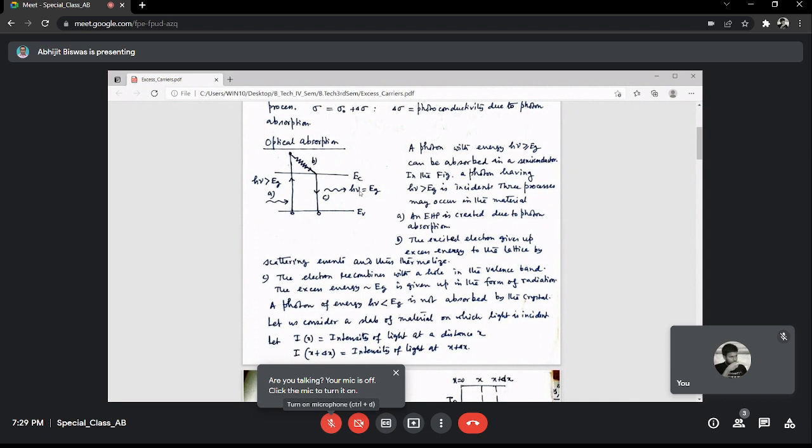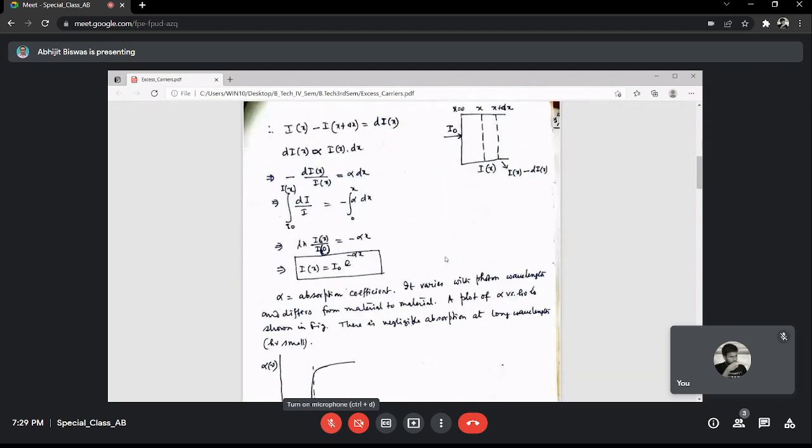Obviously this h nu is lower as compared to the incoming photons, because this energy difference is equal to the band gap. So these are the possible mechanisms by which a semiconductor material interacts with the radiation.